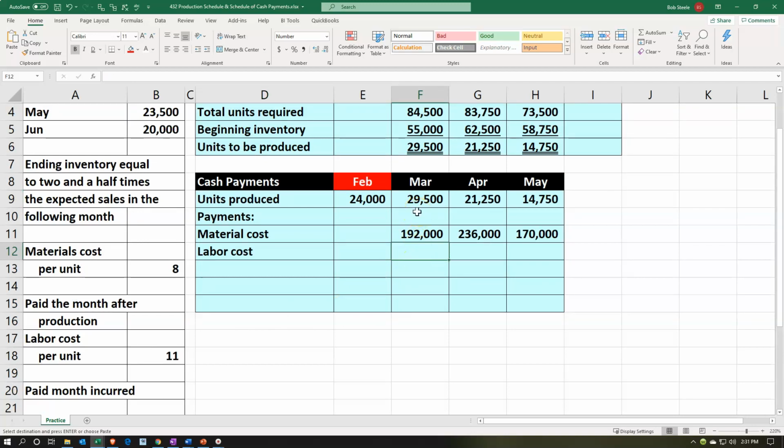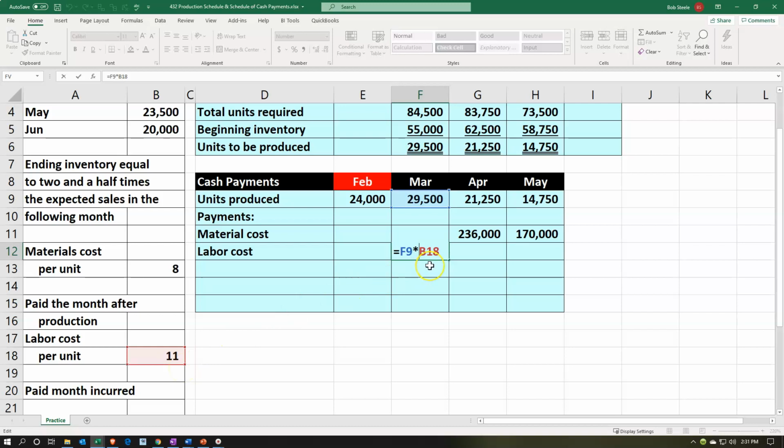So the units produced were 29.5. This will be equal to the 29.5 units times 11. Let's use our autofill once again, double clicking on this item. We want to move this over as we copy it across, which is naturally what Excel will do, but it will also move the 11, and we don't want it to do that.